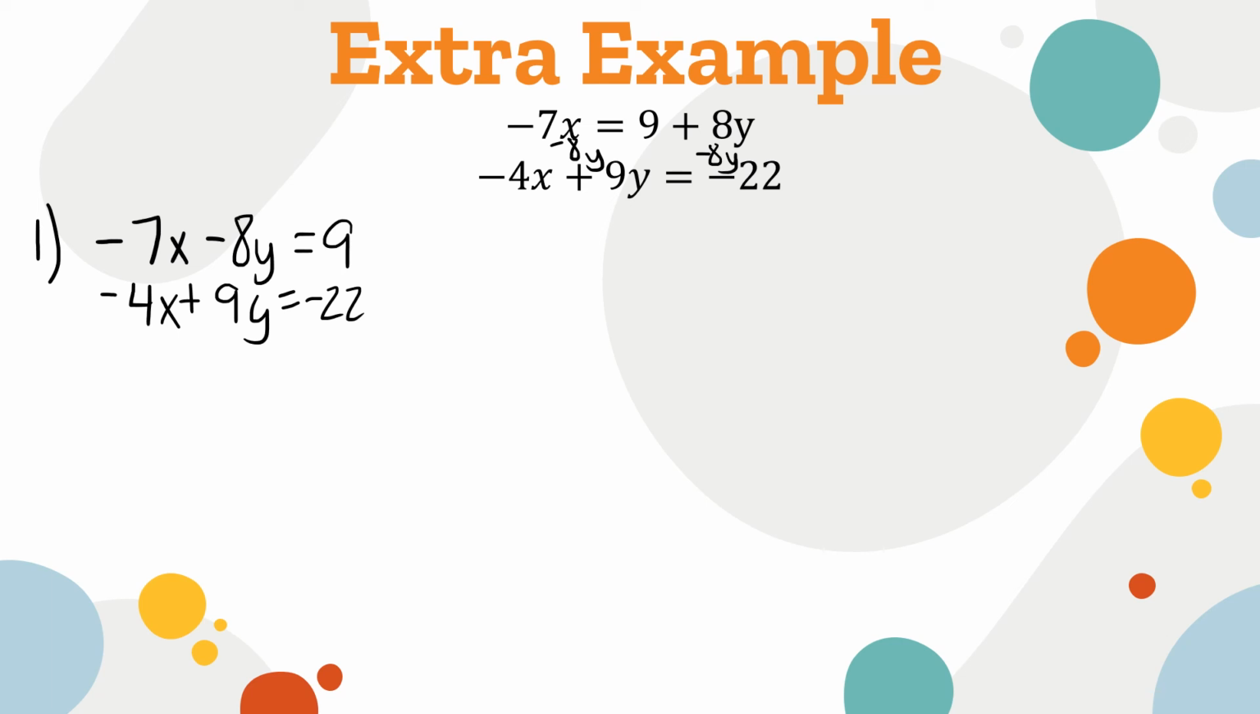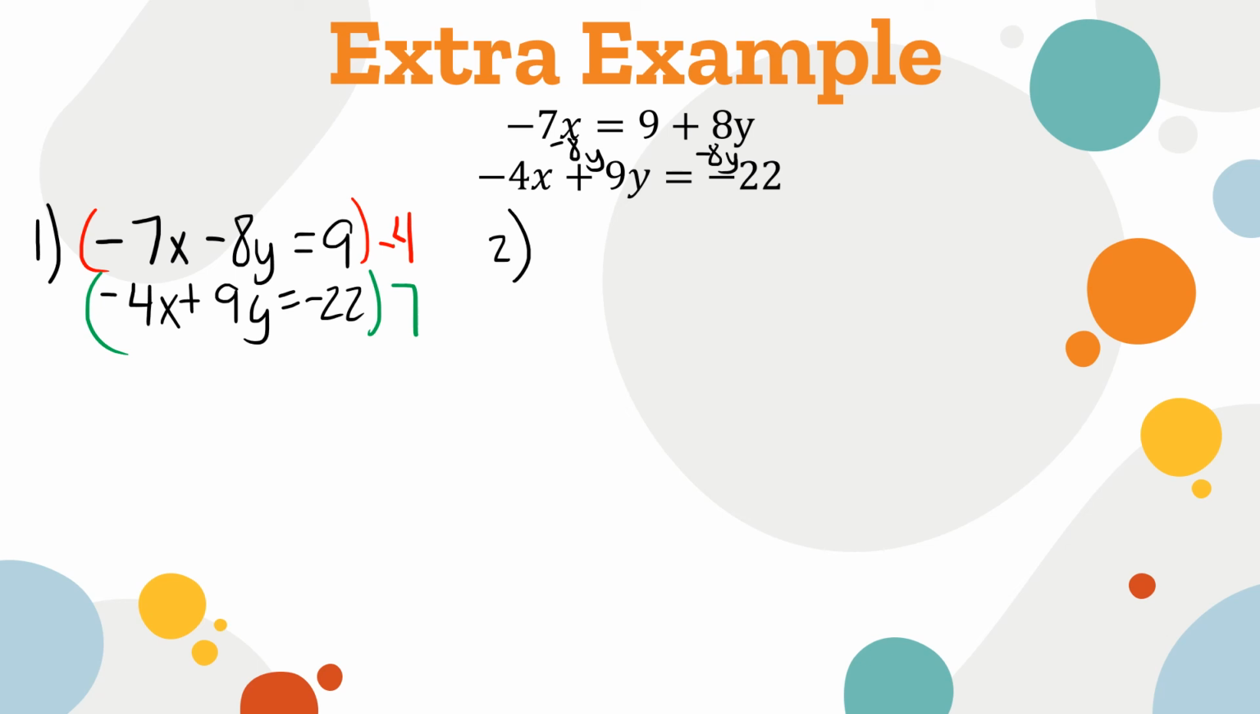Step 2, I need to choose a variable to eliminate. Well, I'm going to deal with the x's. Now, I can't multiply them by one or the other. So I'm going to multiply the first equation by the 4 and the second equation by the 7. But you'll also notice they're both negative. I need them to be opposite signs. So I'm going to make the first one -4.